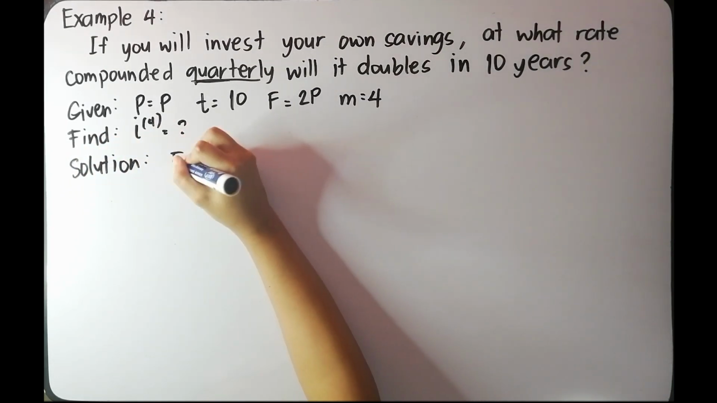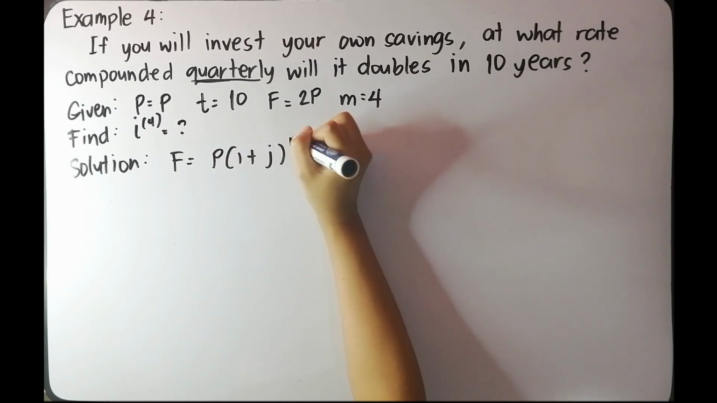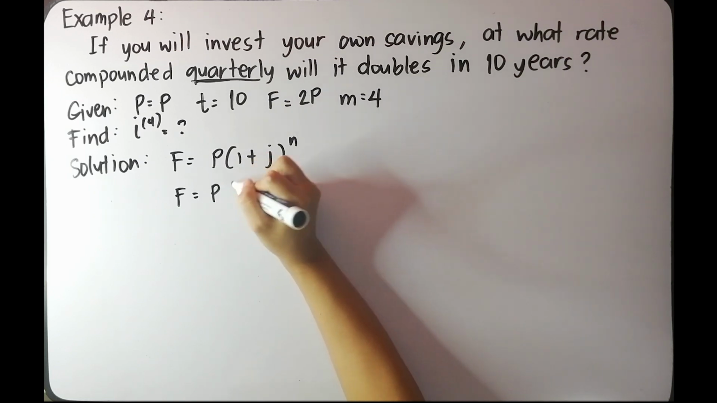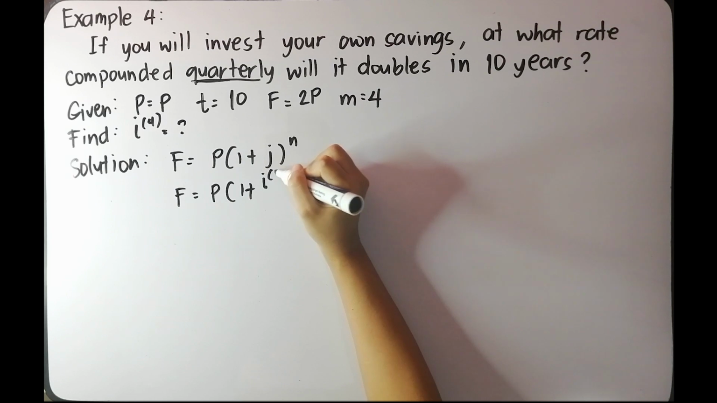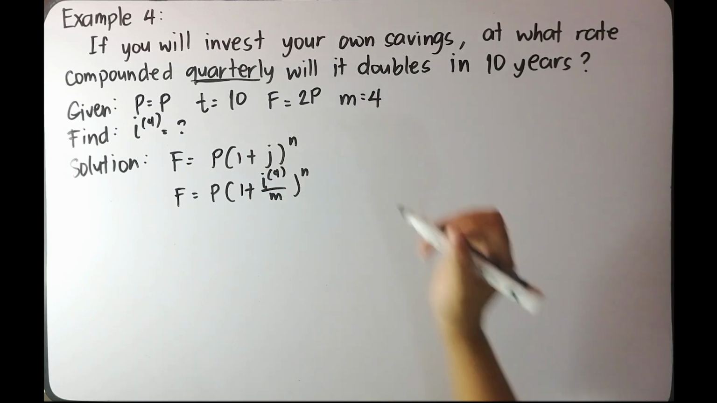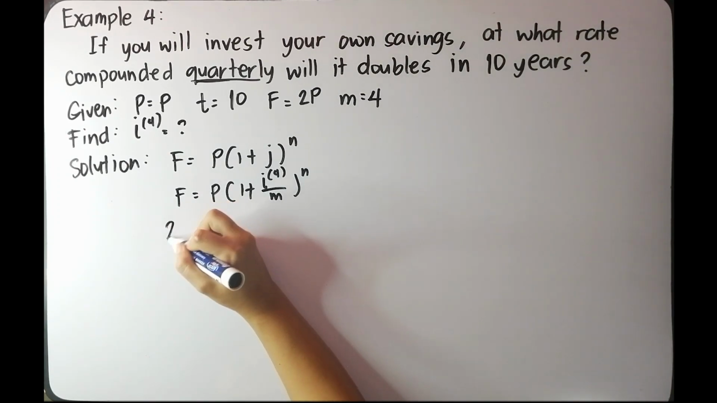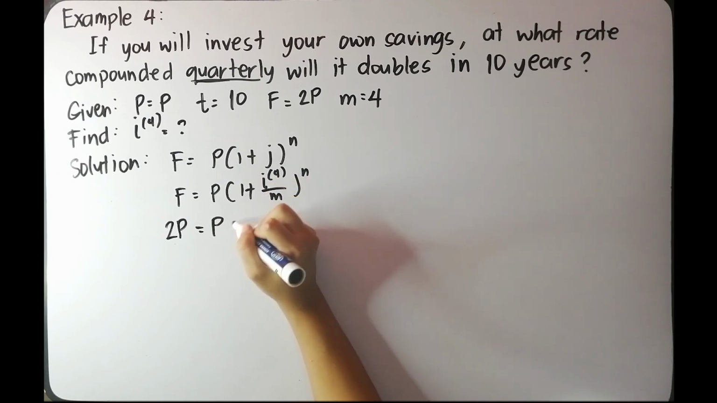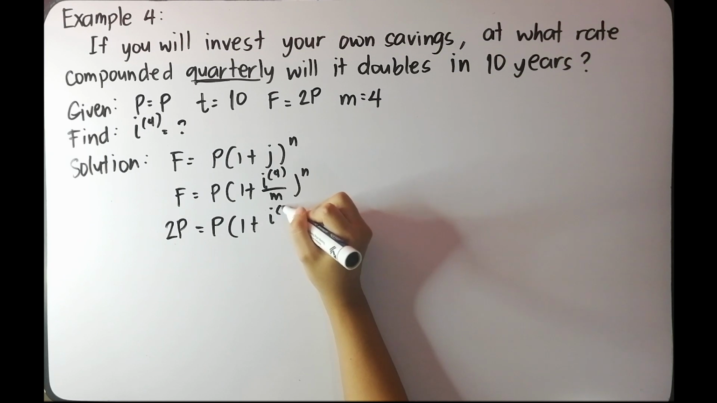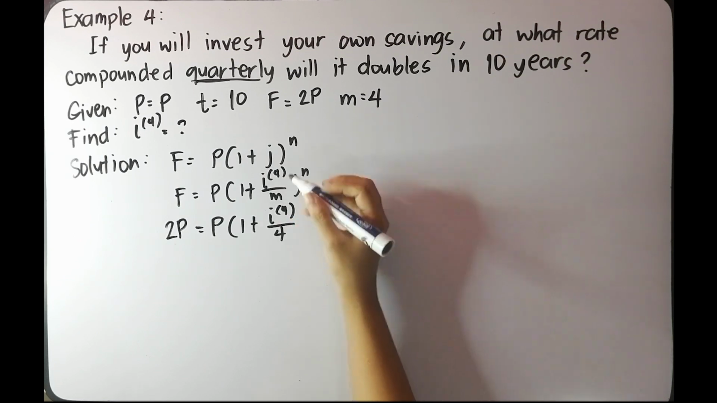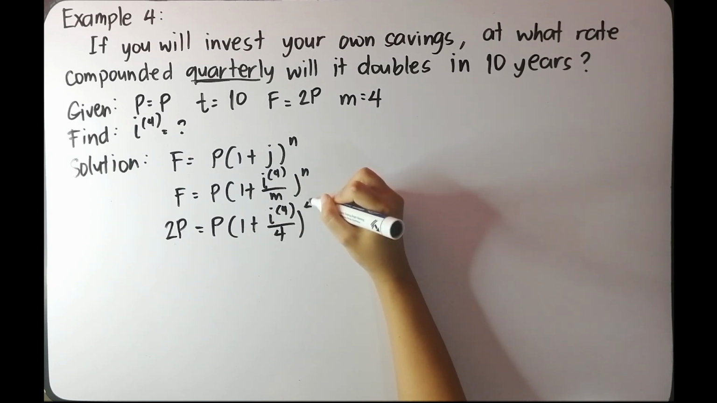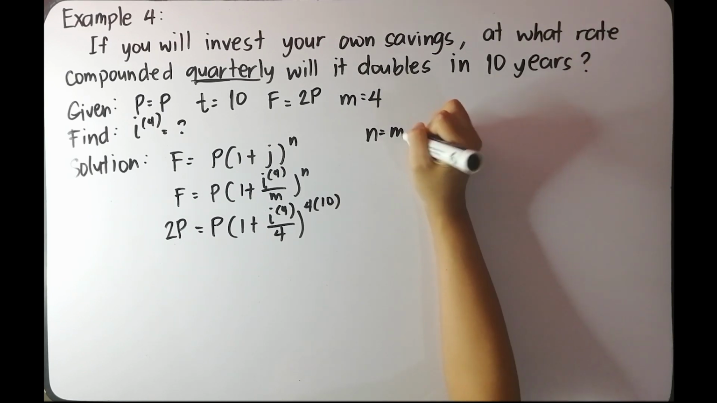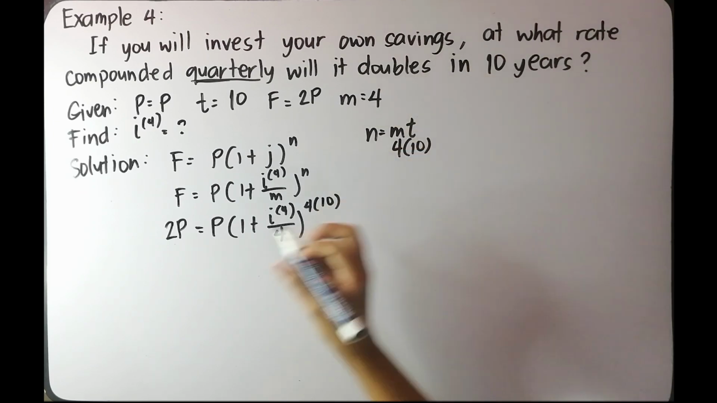Let's have the solution. Again, F is equal to P times (1 plus j) raised to N, and our j is equal to i raised to 4 divided by m. So let's substitute our given values. Our F is times 2 of our P, so we have 2P here. Then our P is the principal value, your savings, the money. Then we have 1 plus i raised to 4 divided by 4, because that is our frequency of conversion. Then our N is 4 times 10, because N is equal to m times t. So that's it.